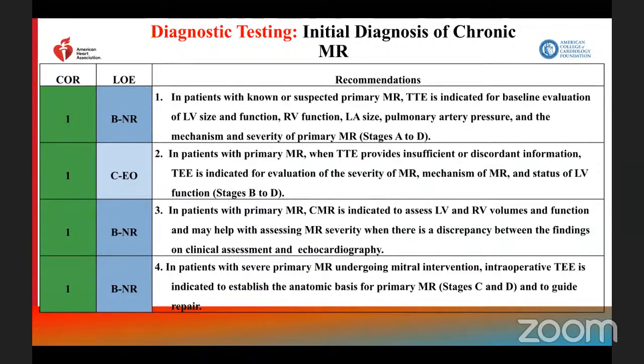In patients with primary MR, cardiac MRI is indicated to assess LV and RV volumes and function, and may help with assessing MR severity, where there is a discrepancy between the findings on clinical assessment and echo. That's a class 1 to go with cardiac MRI. In patients with severe primary MR undergoing mitral intervention, intraoperative TEE is indicated to establish the anatomic basis for primary MR and to guide the repair. That's a class 1 recommendation as well.